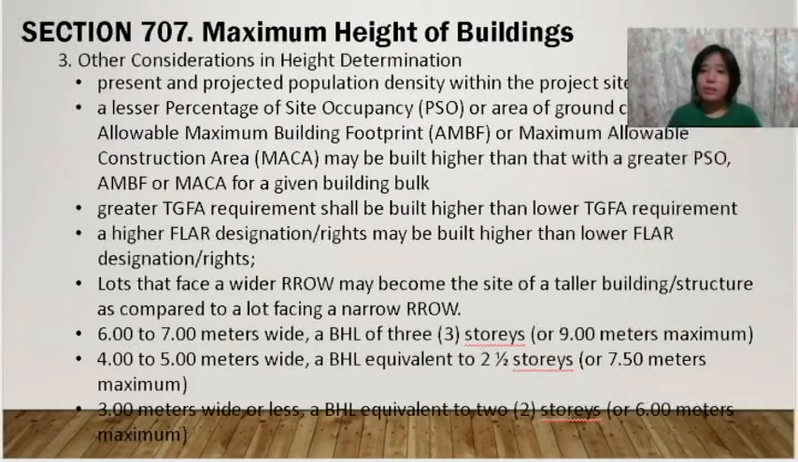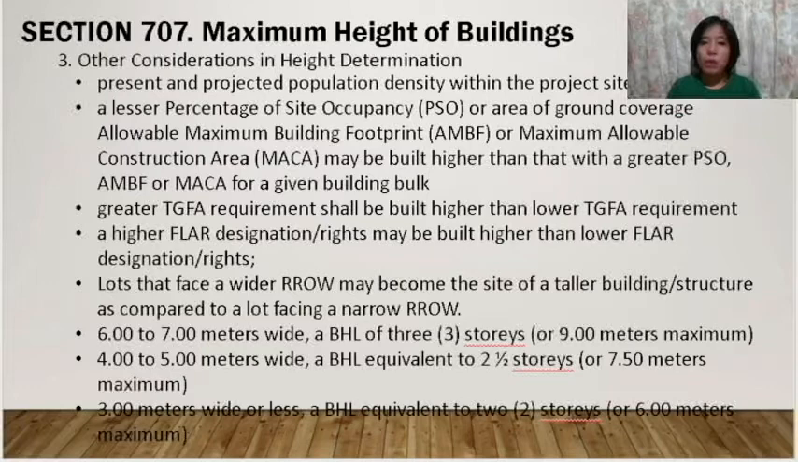So we have examples here. For RROW of 6 to 7 meters wide, ang building height limit kay 3 stories or 9 meters maximum. For 4 to 5 meters wide, ang iyahang BHL is equivalent to 2.5 stories or 7.5 meters maximum. And for 3 meters wide or less, BHL equivalent to 2 stories or 6 meters maximum ang pwede matukod ato siya nga property.